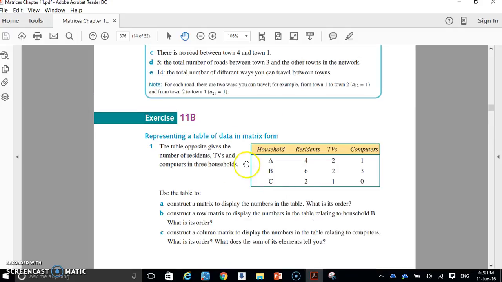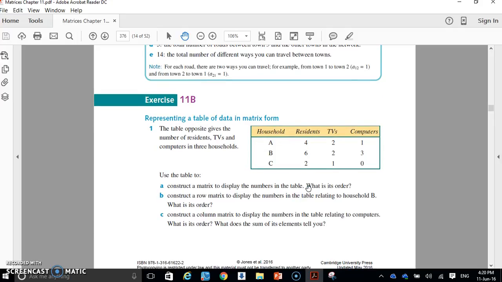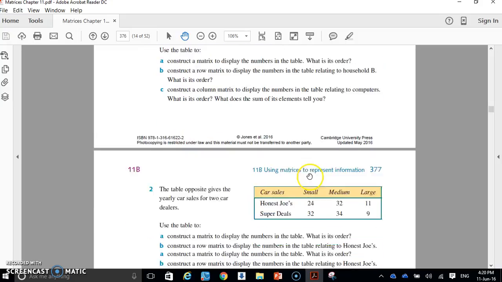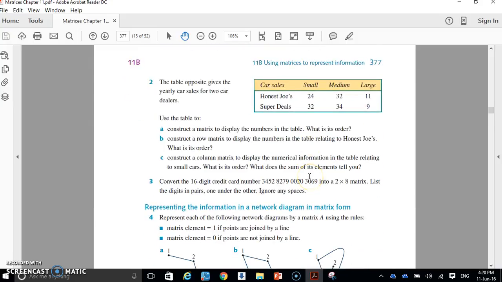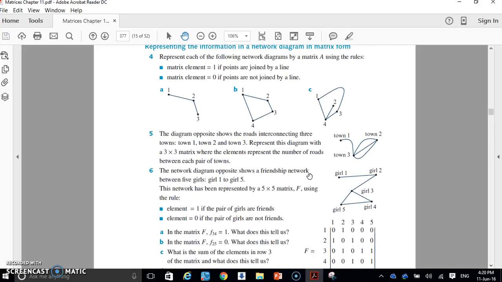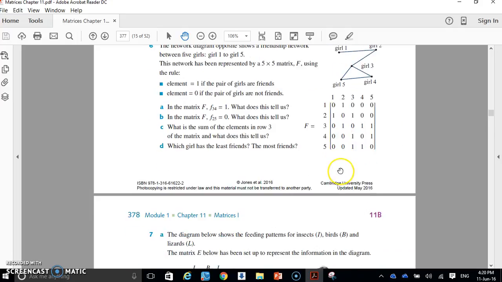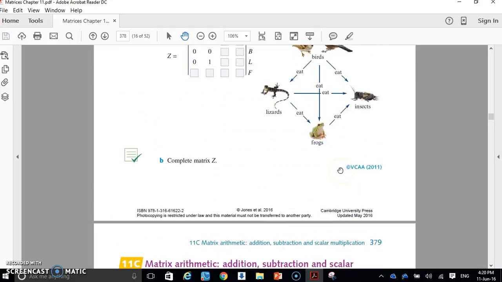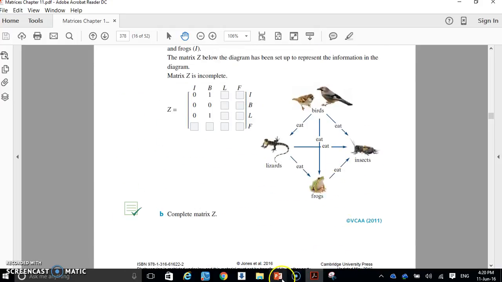11B, again, this table gives you some information about some residents. You ought to construct a matrix to do that, talk about their orders, etc. And finally, you'll be asked to create some matrices from these particular diagrams. We'll get to 11C shortly.